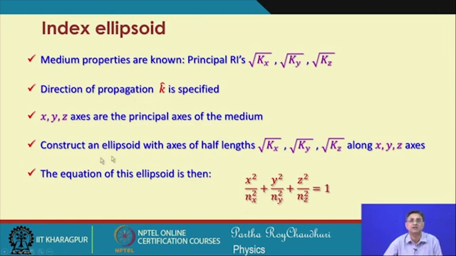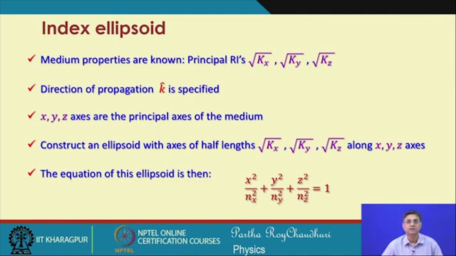After doing this, because these are the parameters, these are the quantities which are known to us, which are available, then we will construct an ellipsoid with the axis of half lengths under root of k x, under root of k y and under root of k z along x, y and z axis. Then we will use this in this equation, that is the equation of the ellipsoid. So, all that we have to do: we have the medium, and within the medium we have specified the eigen axis, which is the axis of our reference, that is x y z.